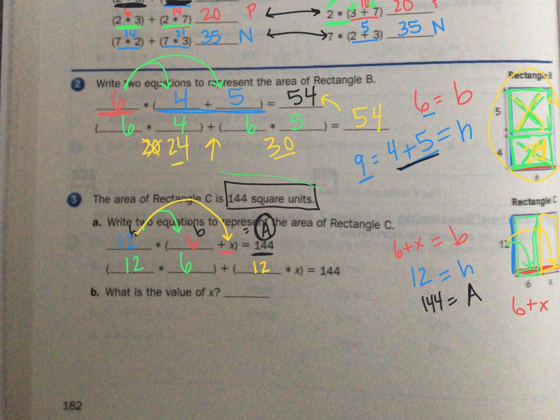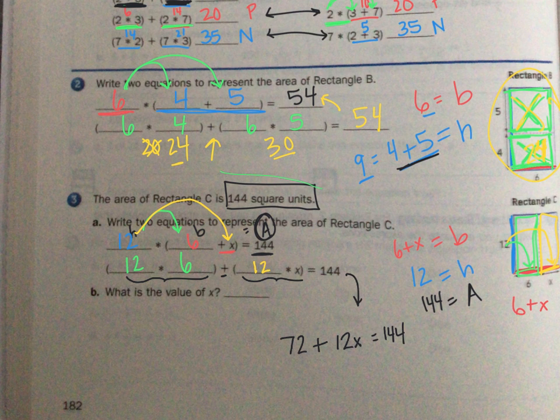So instead of looking at it as the base and the height and multiplying them together, I can look at them as two separate rectangles. Now, if I come down here and simplify it, they didn't really give me a ton of room. I know that 12 times 6 is 72, and 12 times x I can rewrite as 12x. And I bring down this plus sign here, equals 144.